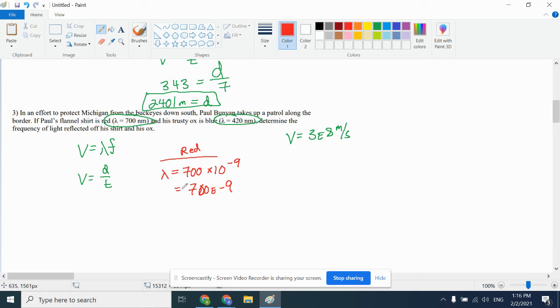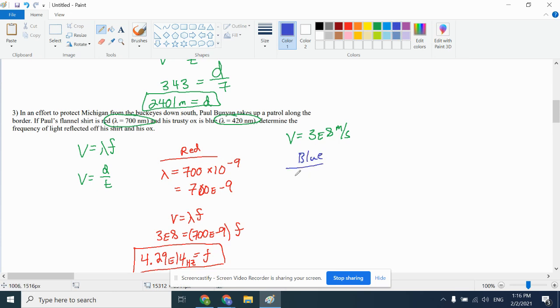So if I want to find the frequency of his red flannel shirt, V is lambda F. 3E8 equals 700 E negative 9 F. So take a calculator, go 3E8 divide 700 E negative 9, and I get a very high frequency, 4.29 E14 hertz. For colors, the frequency is in the hundreds of trillions. So you should be looking around E14s.